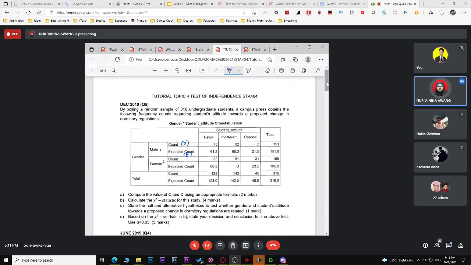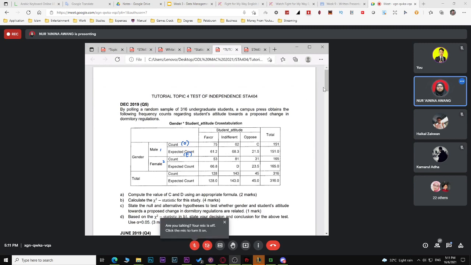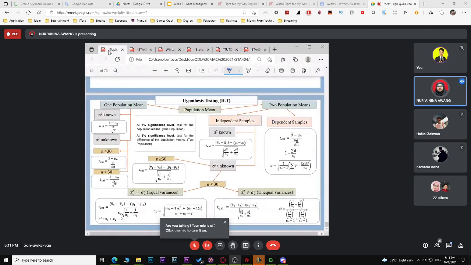Later I will assign students to do the tutorial questions for ANOVA and test of independence. In the next class we will discuss the tutorial before we proceed to the new topic. And for tomorrow's class, I don't want to hold a class.